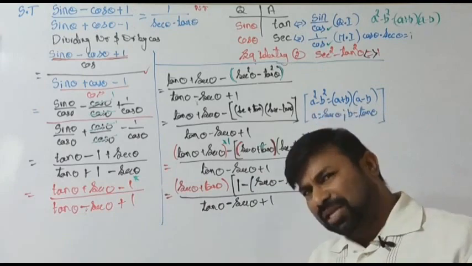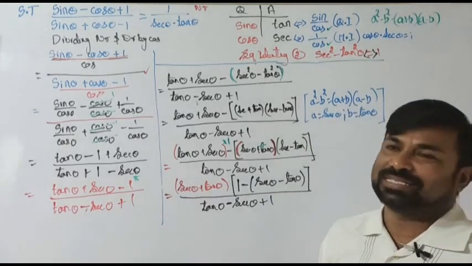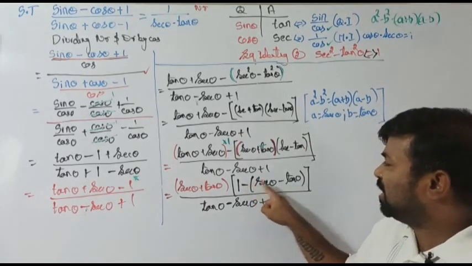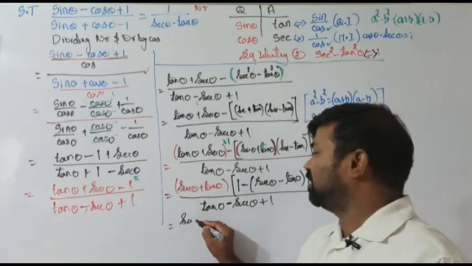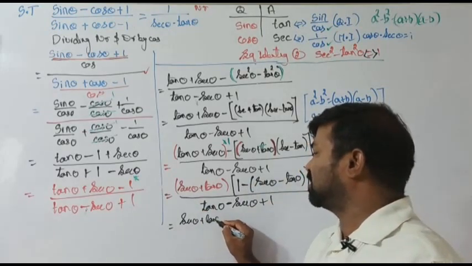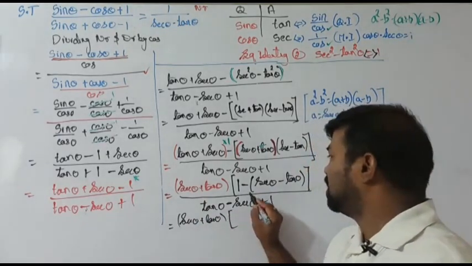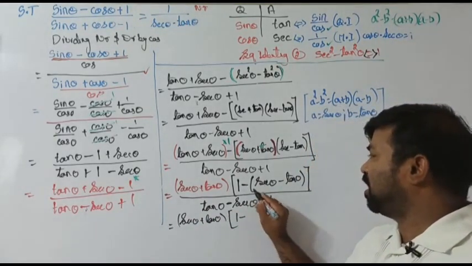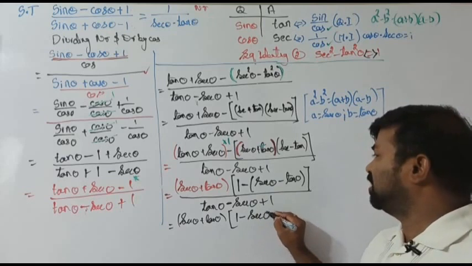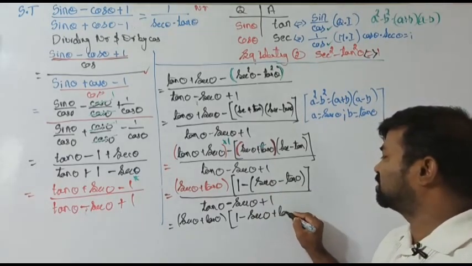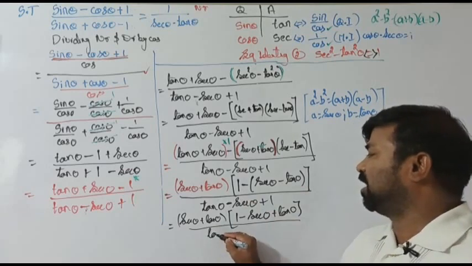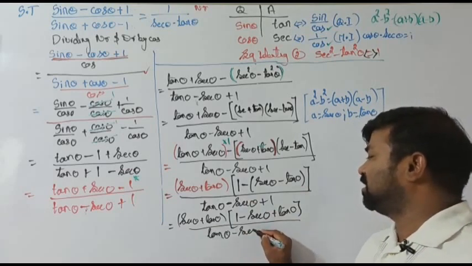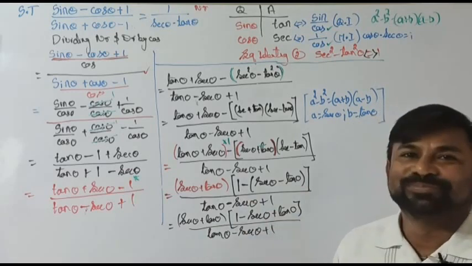Cool? Now, still there are a lot of things. That's why this is an essay exam. Now, can I take the minus inside? If you check it out, secant theta plus tan theta is outside. Yes. Now, I am taking inside 1 minus secant theta, minus into minus, plus tan theta, whole divided by, what is there? Tan theta minus secant theta plus 1.